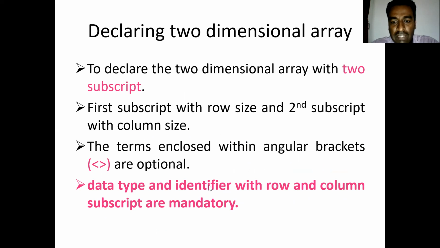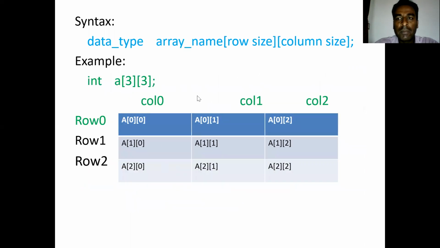Data type and identifier with row and column subscripts are mandatory. For each row and column subscript, we have to give the data type and identifier name for both row and column. This is the syntax for a two-dimensional array: data type, array name, row and column.